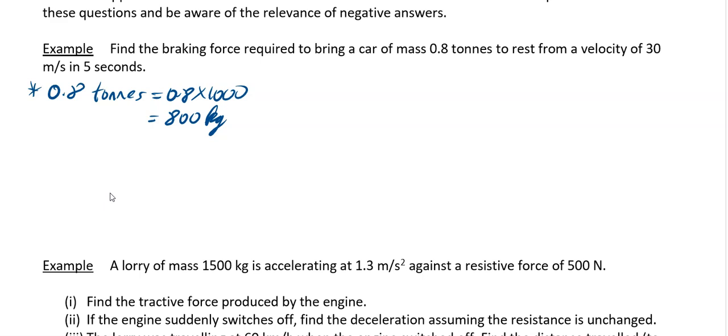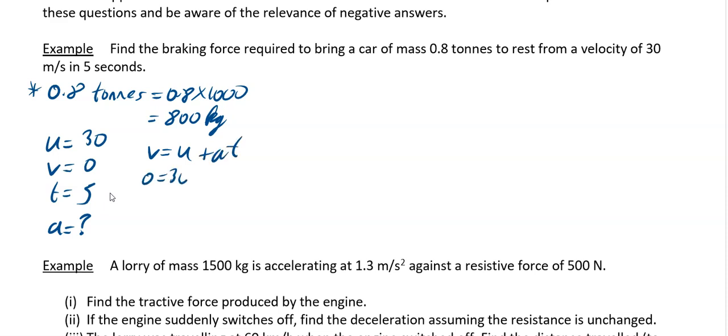We want to find the braking force required to bring a car to rest from a velocity of 30. So your initial velocity is 30. Going to rest means going back to 0, and it's doing that in 5 seconds. So we need to find our acceleration first. We're going to use V is equal to U plus AT. So 0 is equal to 30 plus 5A. So minus 30 is equal to 5A, which means your A works out to be minus 6 meters per second squared.